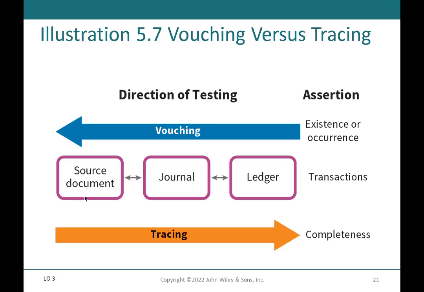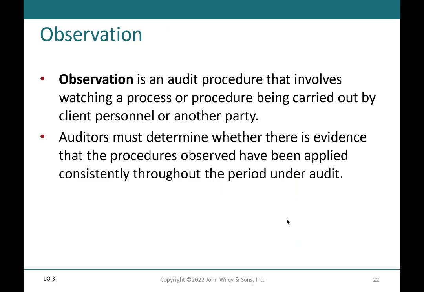Now that's a test for completeness, because if we have some invoices from our vendors that we never actually entered into the system, that means we're missing some transactions. The balance of our accounts payable is going to be understated, basically. So that's a test for completeness. So just keep in mind, vouching is going from the ledger backwards. Tracing starts with the source documents and then looks at what we actually entered into our accounting system.